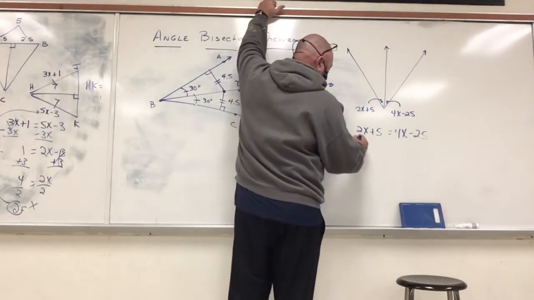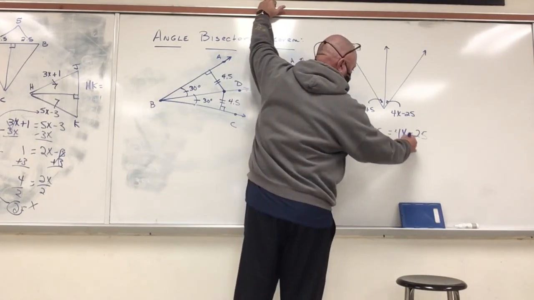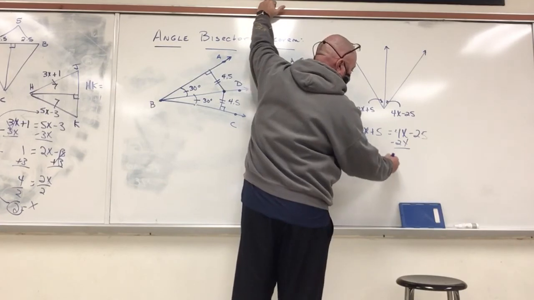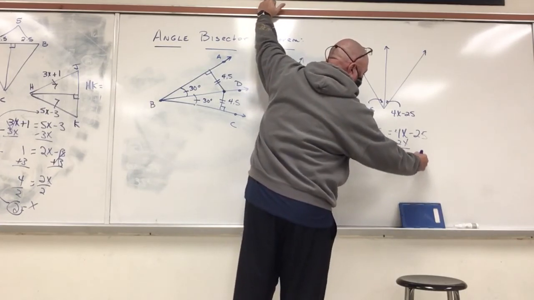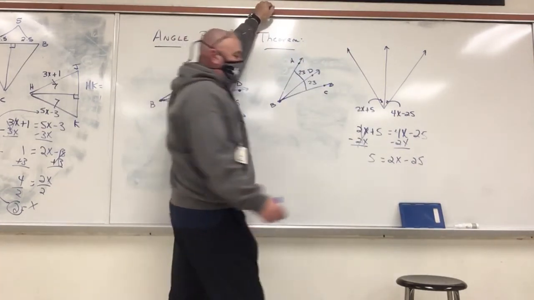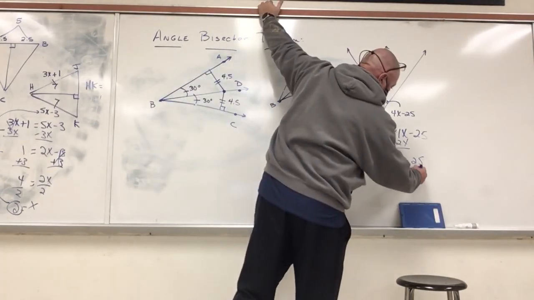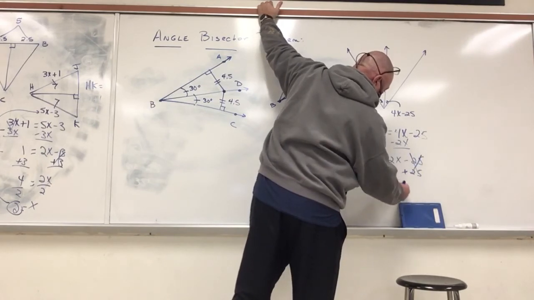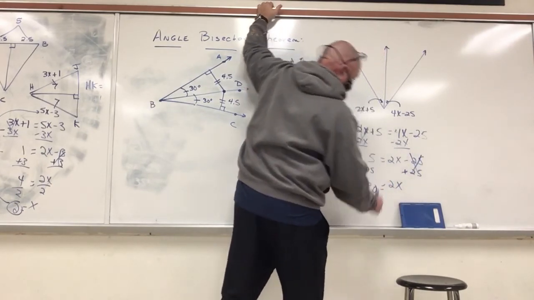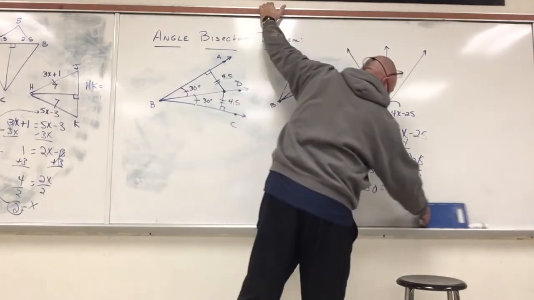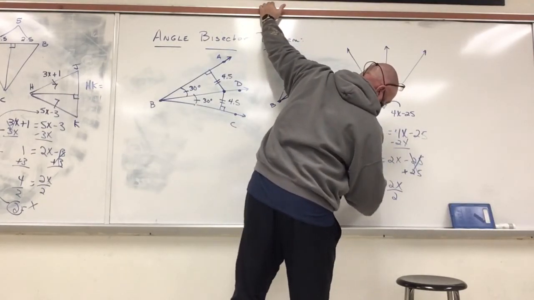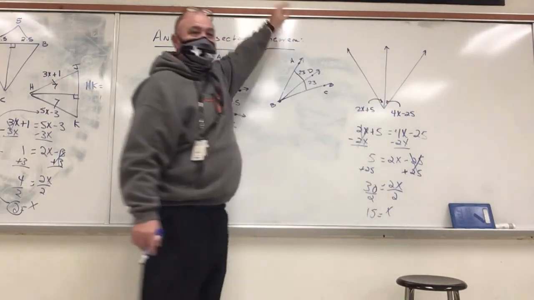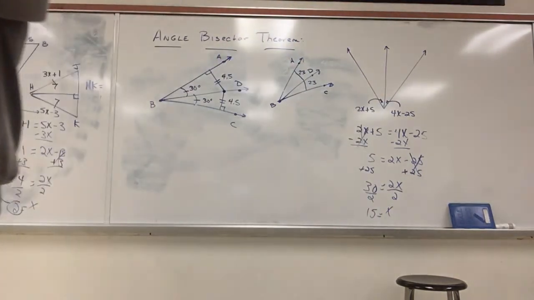So we have to move the x's. 2x, 2x. That's gone, left with 5 equals 2x minus 25. Plus 25, plus 25. That's gone, bring my 2x down, equals 30. Divide by 2, divide by 2. Gives me x equals 15. And you don't have to plug it in because I just asked for x.